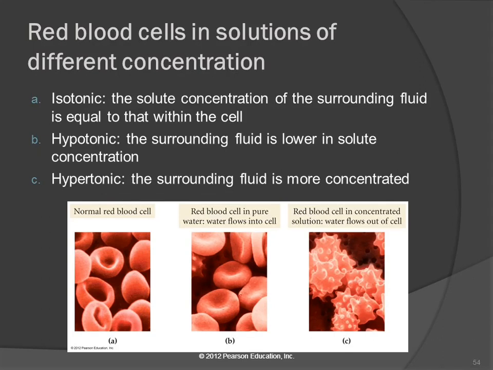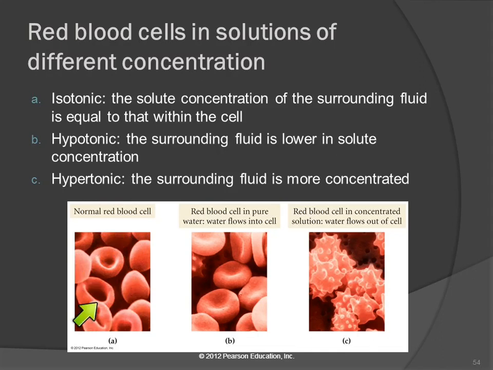So we can look at this in terms of blood cells. Blood cells have membranes, and they are semipermeable, and they are sensitive to the relative concentrations of solutes on the inside of the cell and on the outside. And so there are three different situations, and we're going to look at the prefixes here. Iso is a prefix meaning the same. So an isotonic solution has a solute concentration in the surrounding fluid that's equal to what's inside the cell.